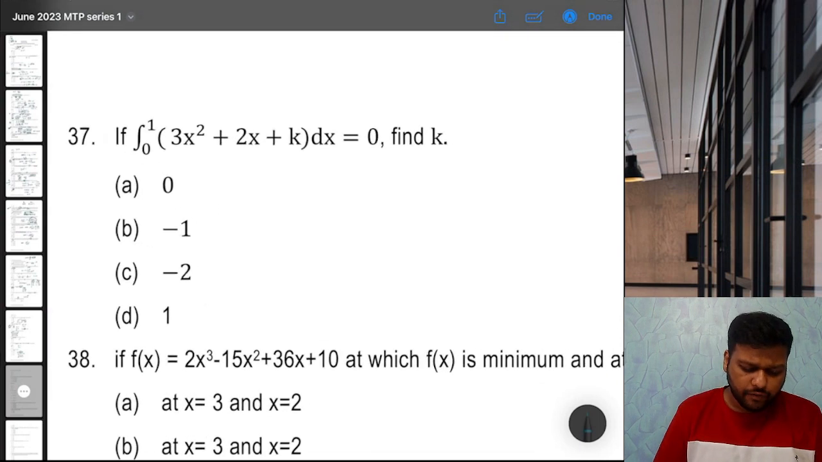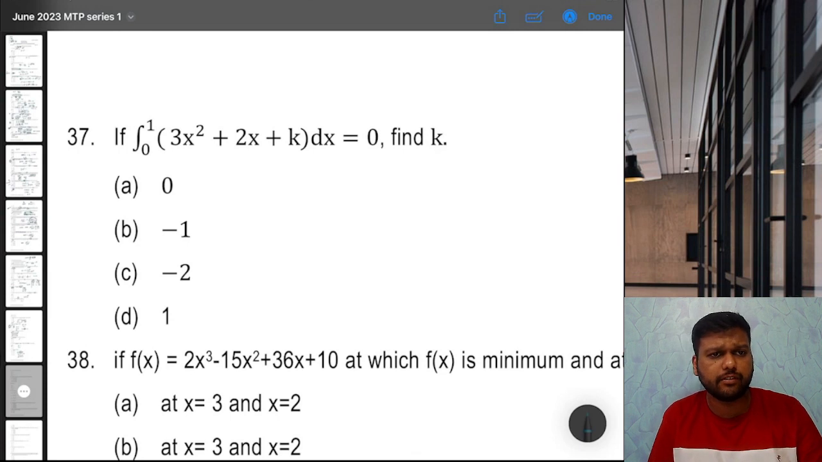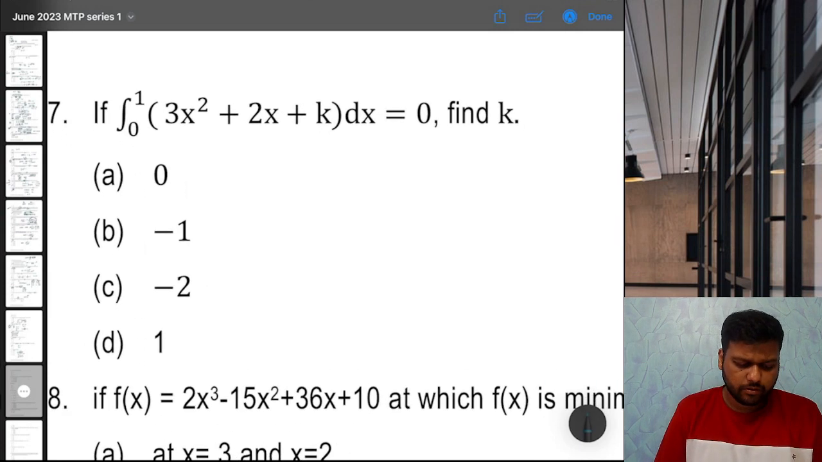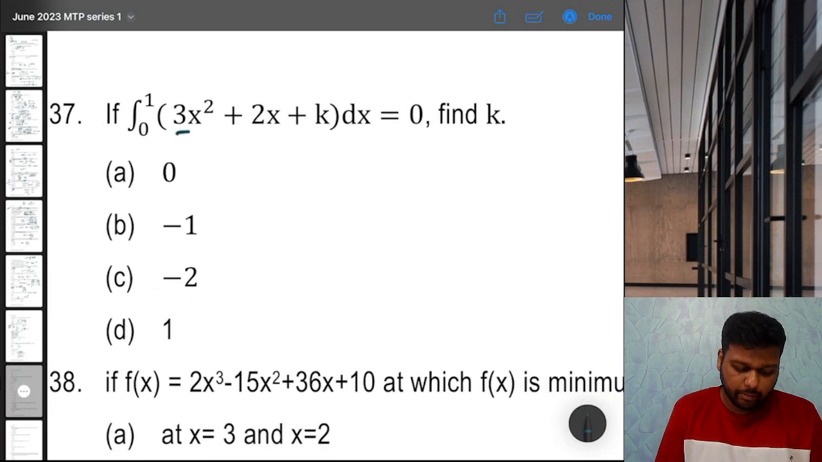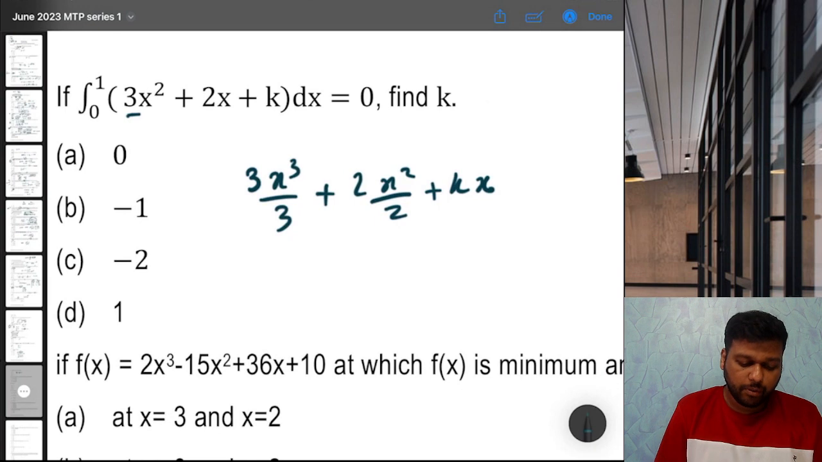Let's solve this. First, let's integrate this. So 3 will remain as it is. x square will become what? x raised to n becomes x raised to n plus 1 upon n plus 1. So x cube upon 3 plus 2 times x square by 2 plus k x, right? We will not add plus c because this is a definite integration from 0 to 1.